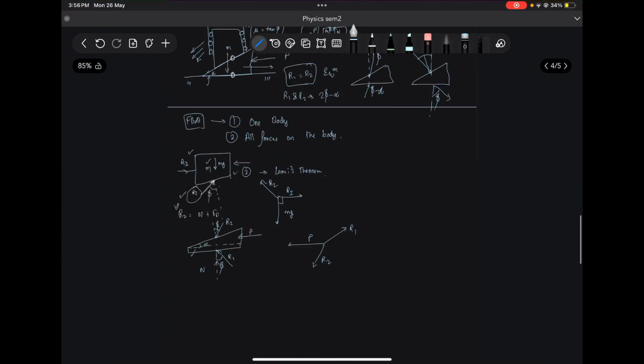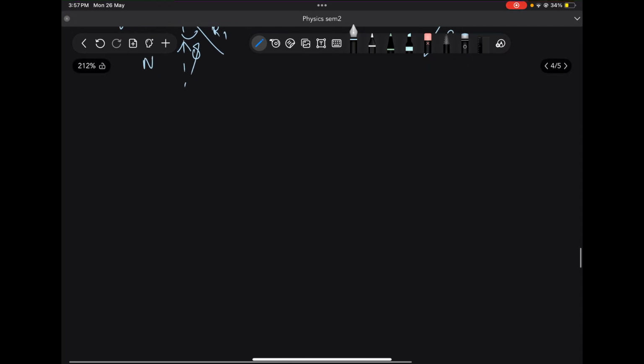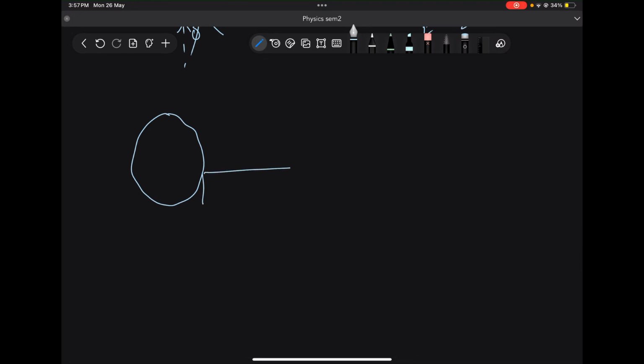I will give you one example before we move on, and that example is basically like this. So we have a ball along a block like this.